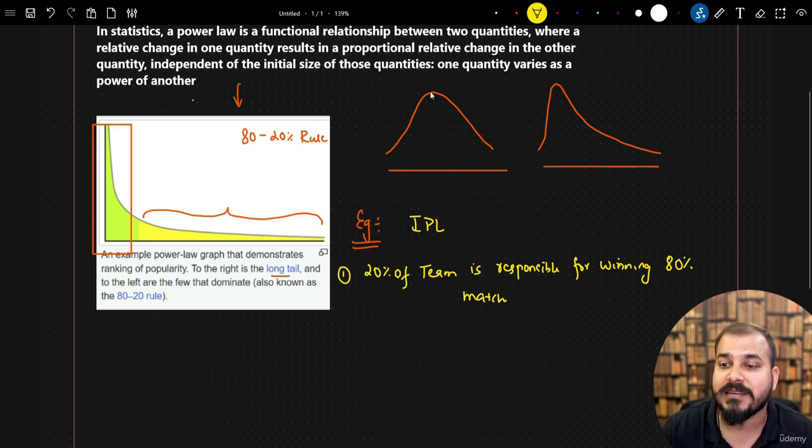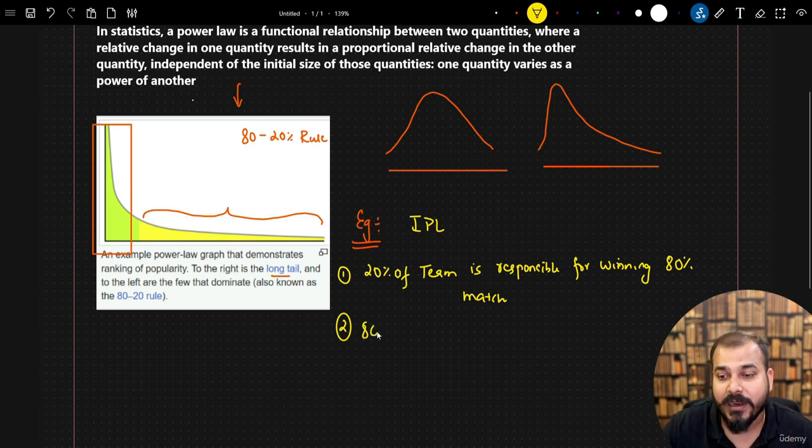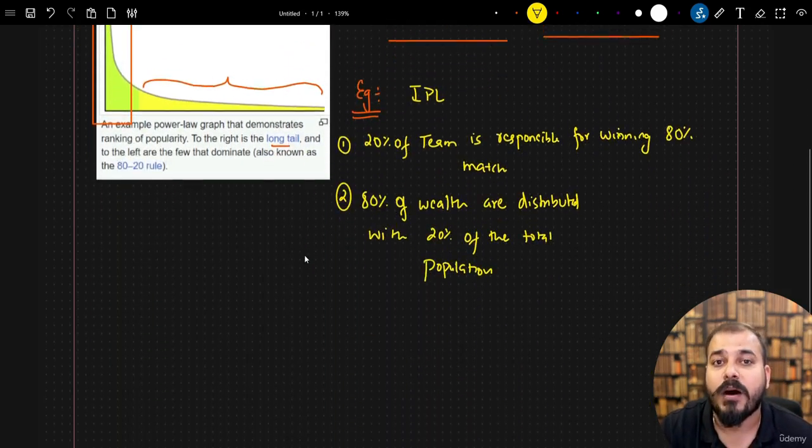Now let's talk about the second example. In IPL, as you have seen, 20% of the team plays absolutely fine to win 80% of the matches. The second example can be that 80% of wealth is distributed among 20% of the people, let's say 20% of the total population. This can also be a very good example that may follow this kind of distribution called the power law distribution.